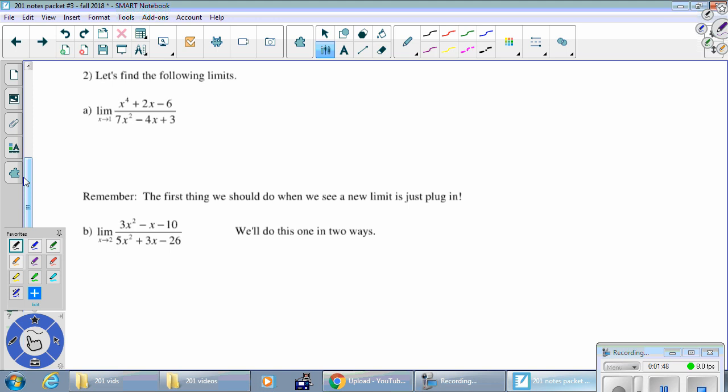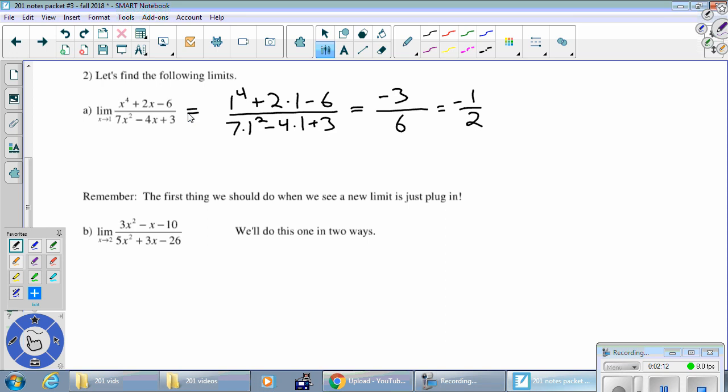The very first thing we should do with every new limit we encounter is simply plug in 1 for all of the x's in this case. Okay, so upstairs 1 and 2 is 3, minus 6 is negative 3. Downstairs 7 minus 4 is 3, plus another 3 is 6, so negative 1/2. Done. That is the answer.